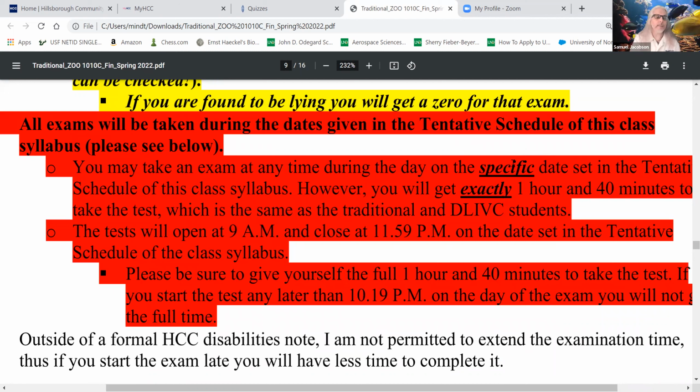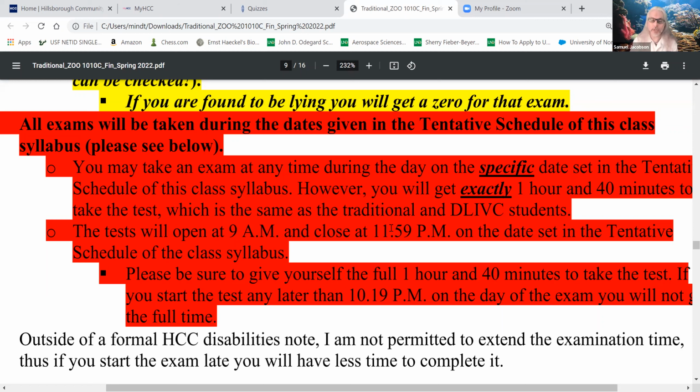When you're taking the exam, I've set it to start open at 9 a.m. and close at 11:59 p.m. You can take it any time during that span you want, but whenever you take the test, you only get 1 hour and 40 minutes. So if you start at 9 a.m., you're getting it from 9 a.m. to 10:40, kind of idea. It closes at 11:59 p.m., which means you better not start any later than 10:19 p.m. or you won't get an hour and 40 minutes. Don't do that to yourself.